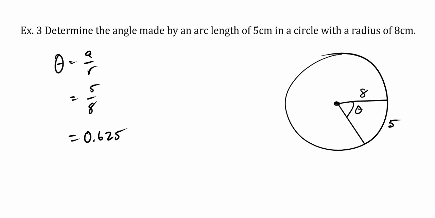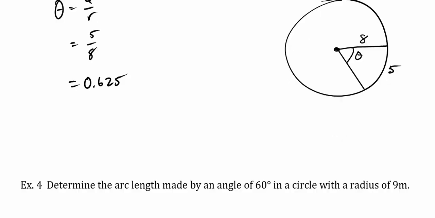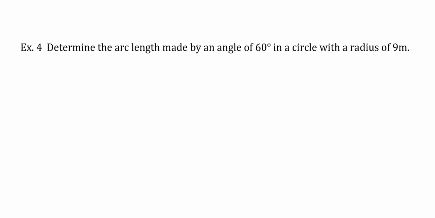The question will probably tell you whether it wants a decimal answer or a fraction answer or whatever. I put the decimal just because it shows us it's less than 1. 5 over 8 equals 5 over 8. It's not that interesting, right? But that one turned out to be small. Is that okay? Determine the arc length made by an angle of 60 degrees in a circle with radius of 9. Yep.